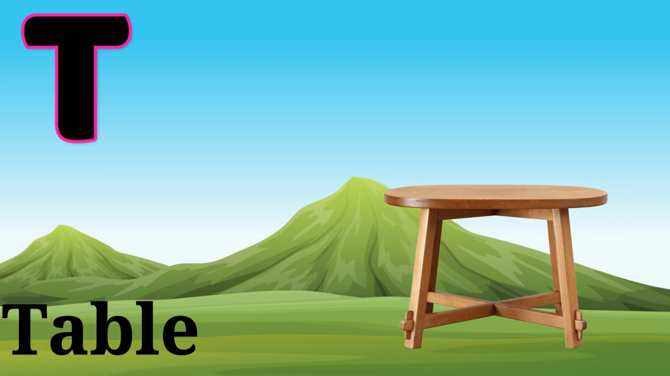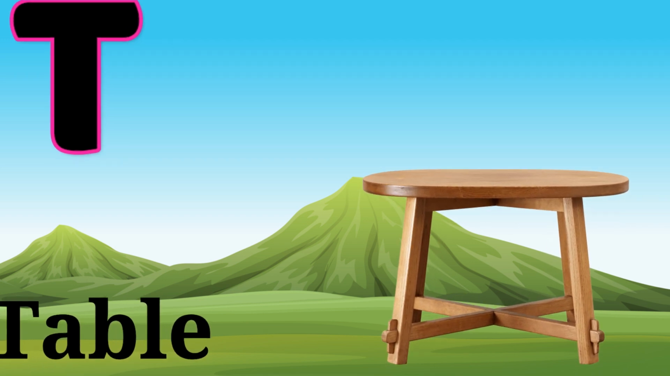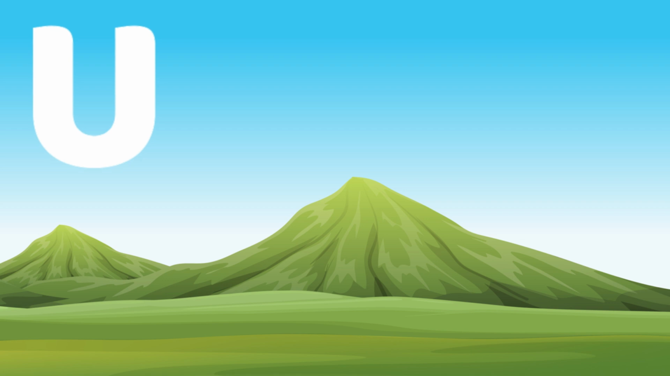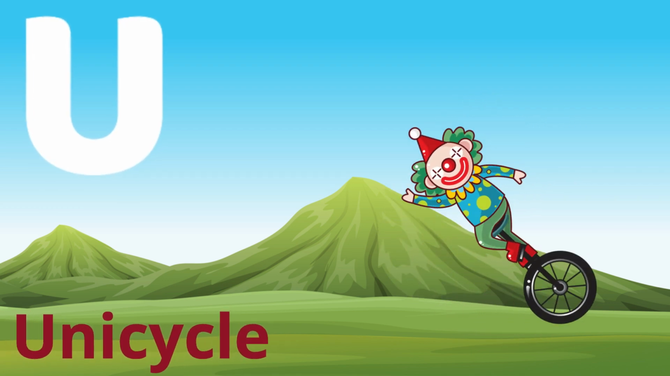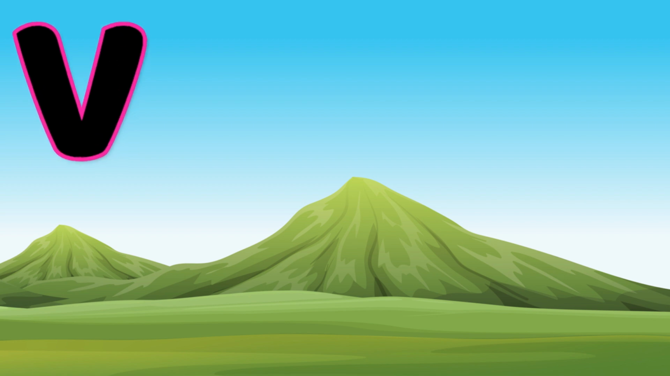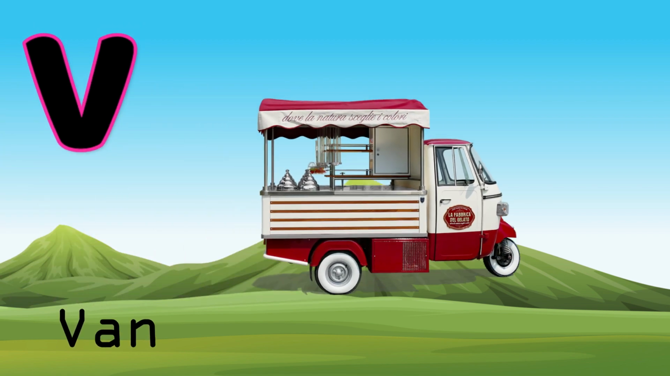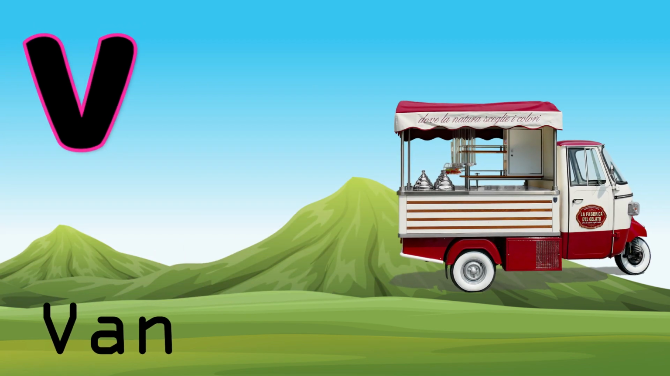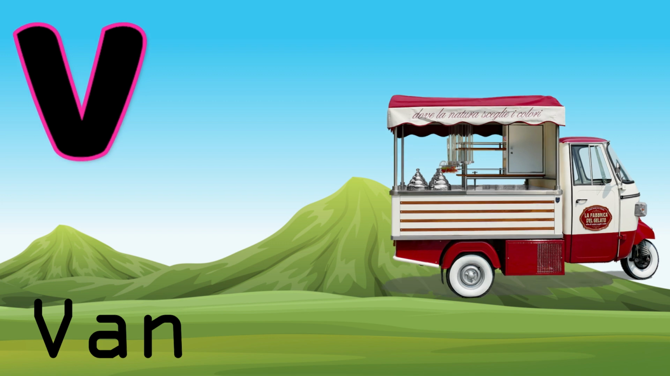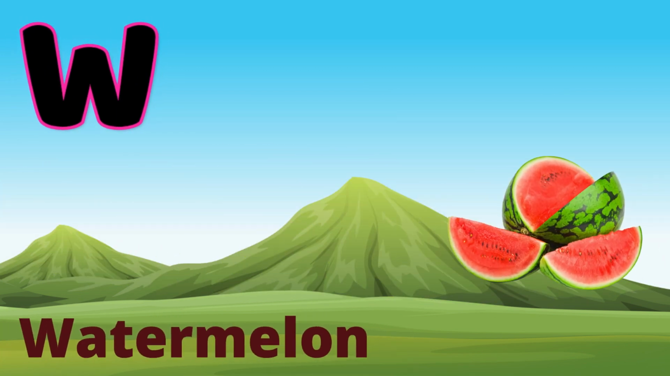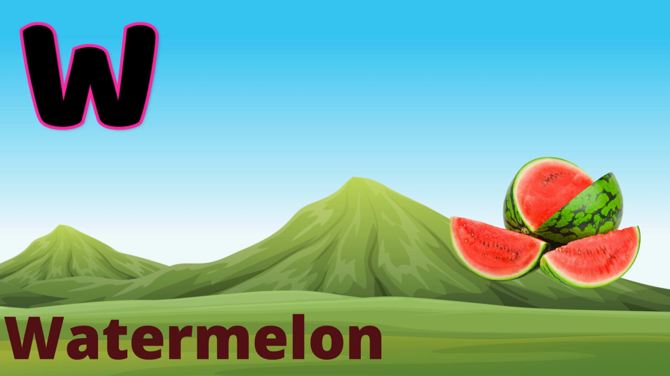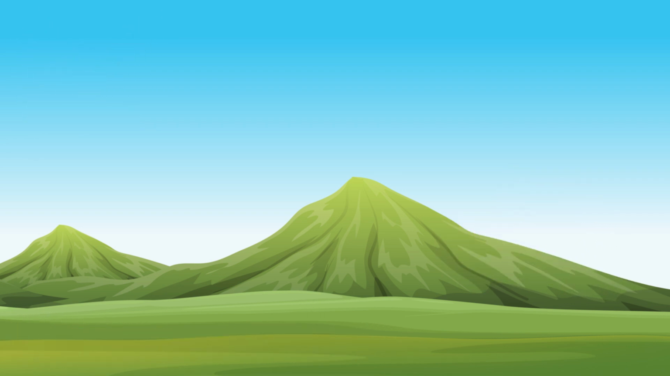T. T for table. T for table. U. U for unicycle. U for unicycle. V. V for van. V for van. W. W for watermelon. W for watermelon.